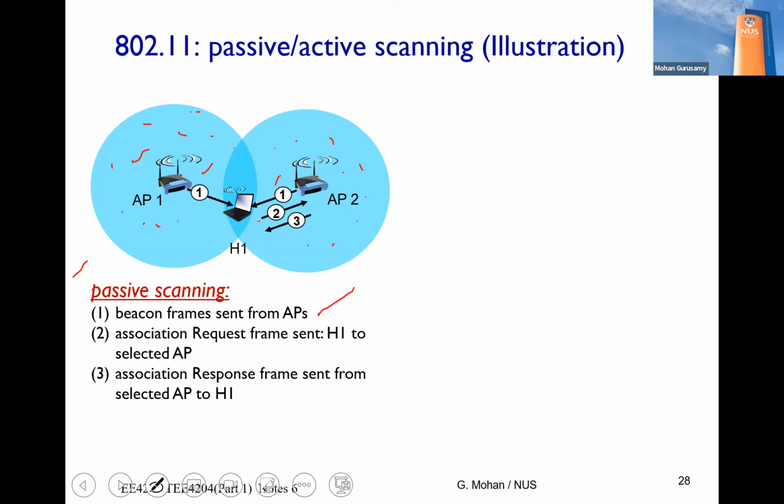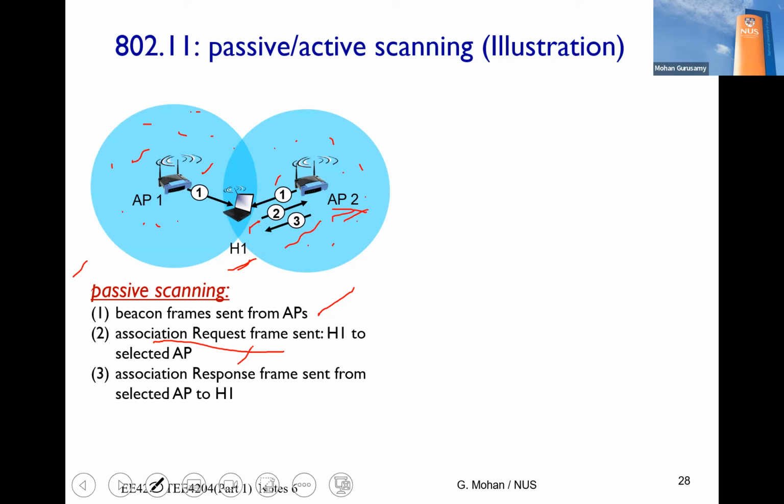In step number 2, the host, upon receiving the two beacon frames, chooses one. So let's say host 1 chooses AP2. In that case, in step number 2, it will respond to AP2 by sending an association request frame. Note that it's also a frame, but some bits in the header will tell that it is an association request. It's a control frame, it's not the normal data frame.